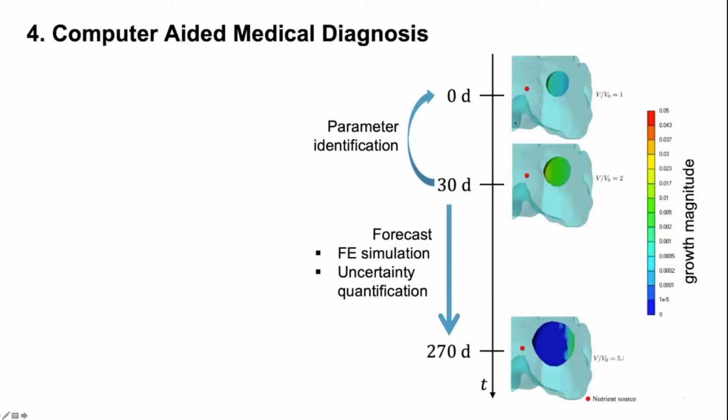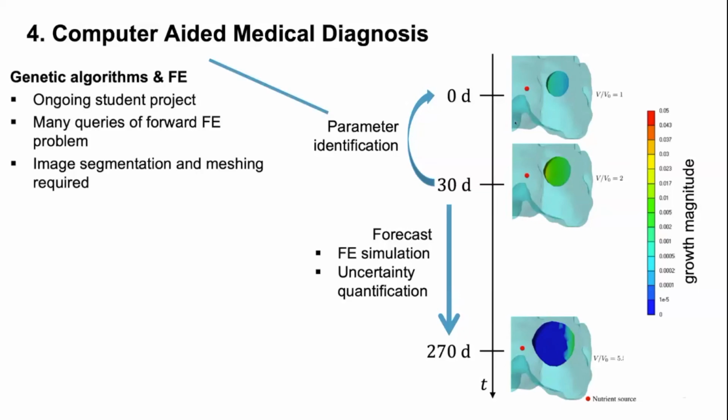What the student is currently doing is testing this approach with genetic algorithms. With genetic algorithms, we have the issue that we have a many-query problem of the forward FE problem. If the model is expensive, this can be cumbersome. What we also need is image segmentation and meshing. We are not doing this at the moment, but when we would be working with real MRI data, then we would need to really segment the data and mesh it.